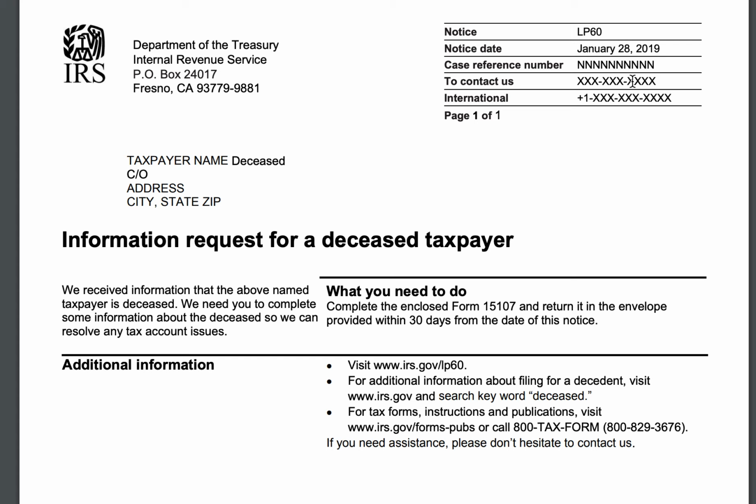That's all we have on this tax form. If you want to actually read about it or go through a line-by-line review, we've written a complete article. You can go to our website, teachmepersonalfinance.com, type in IRS Form 15107 in the search bar, and our article should appear.